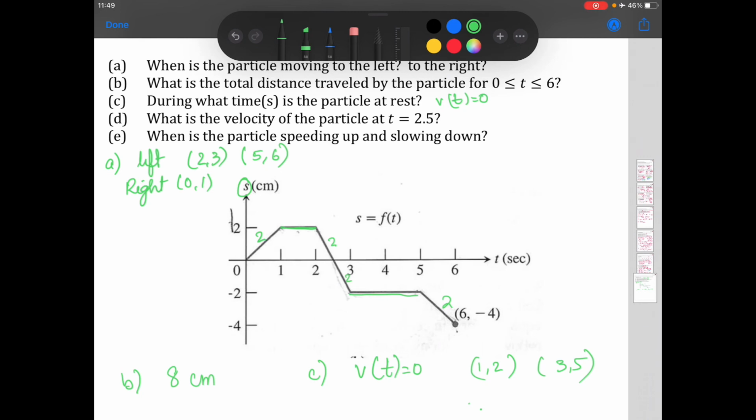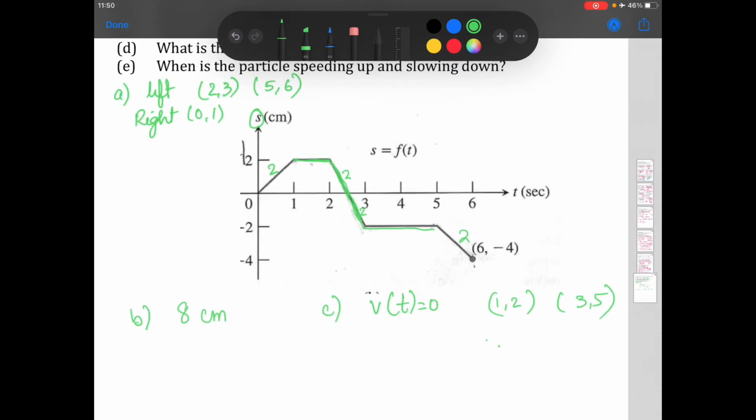Part D. What is the velocity of the particle at 2.5? So basically, think about it. 2.5 is somewhere here, right? This is a line, and the slope of the line is constant. So can I not do the average rate of change between 2 and 3?